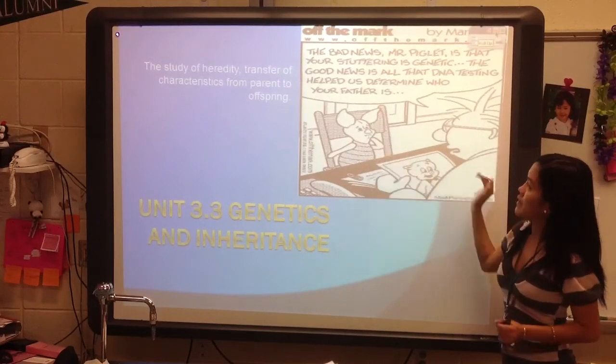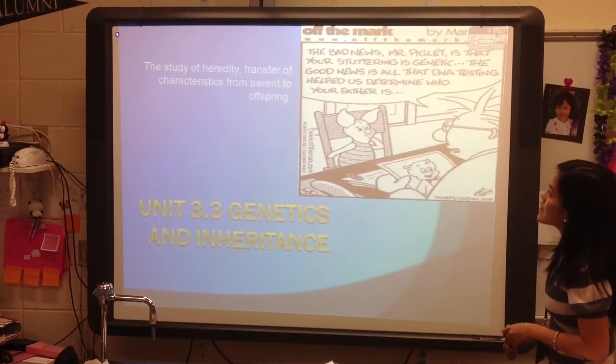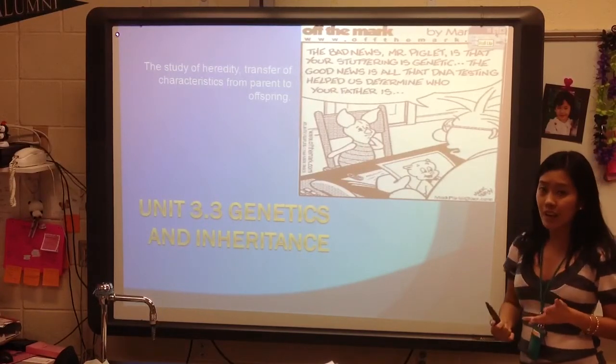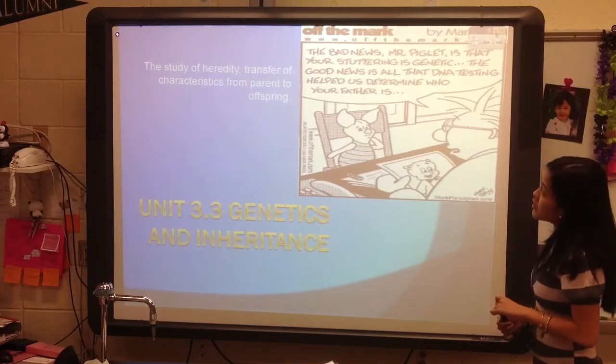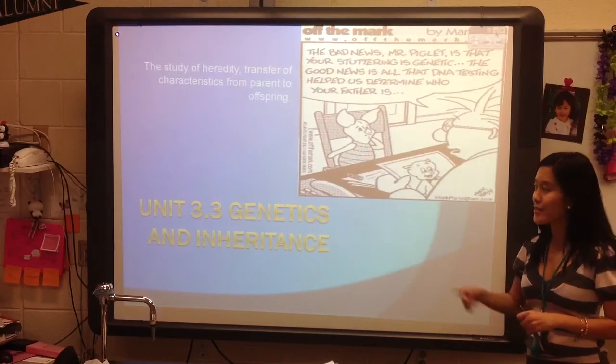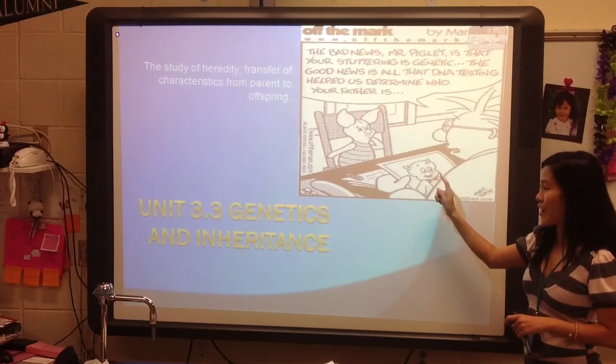Here you have Piglet, he's with a doctor, and it says, the bad news, Mr. Piglet, is that your stuttering is genetic. The good news is all that DNA testing helped us determine who your father is. So do you guys know who his father is? Do you know that cartoon character?